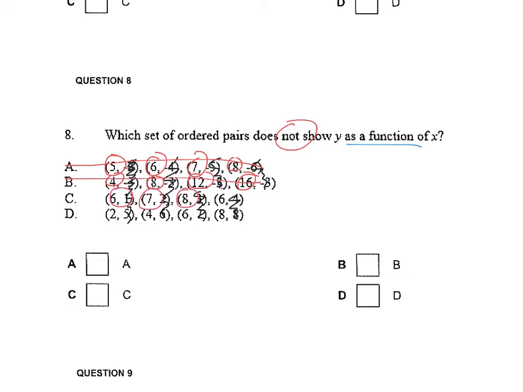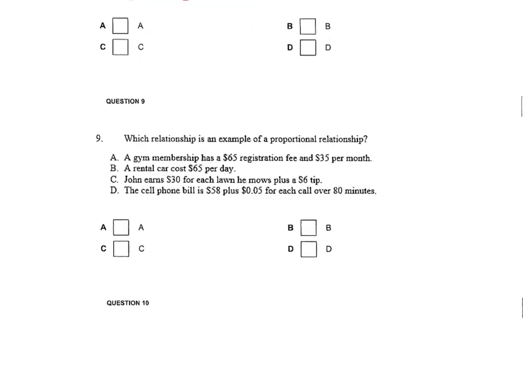6, 7, 8, 6. 2, 4, 6, 8. So C does not work because we had two 6 values repeat.